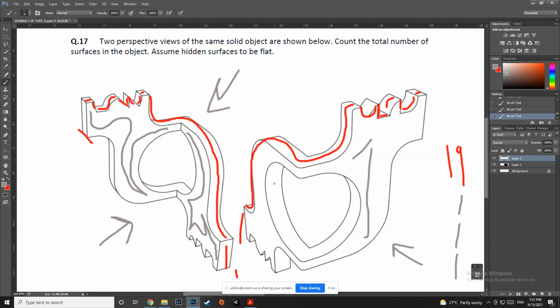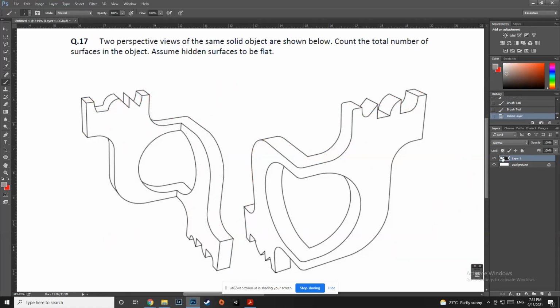And then the inside one, we can see that it is a continuous surface. It is not breaking, neither here nor here. So it will be another surface. So that makes it 19 plus 1, 20, 21, 22, and 23. So 19, 20, 21, 22, 23. So anybody saying 23 is correct. Anybody saying 22 is also correct for this particular question.